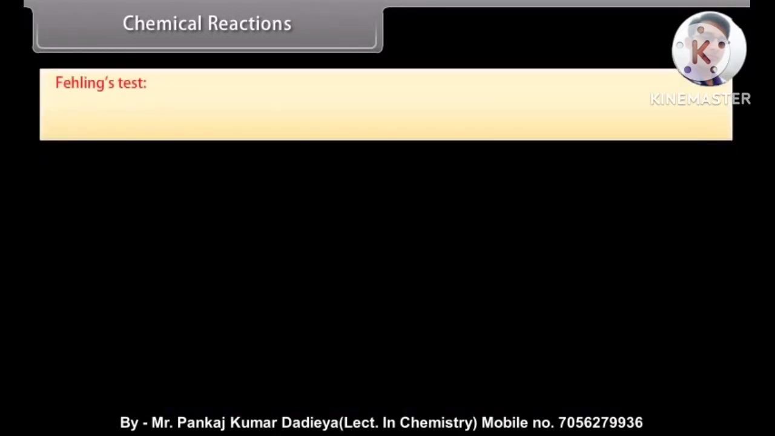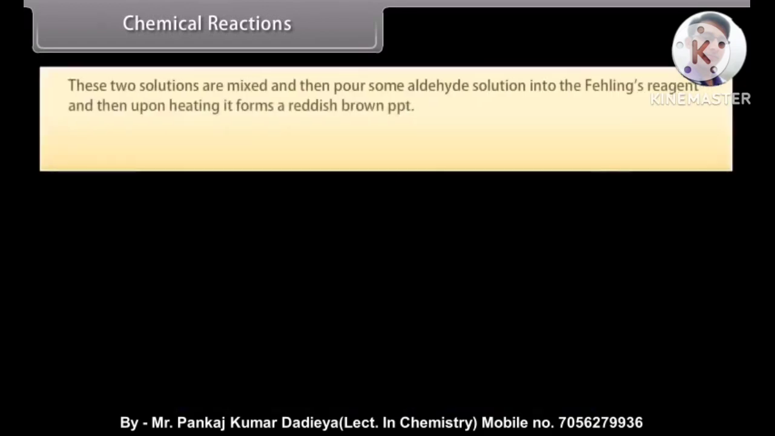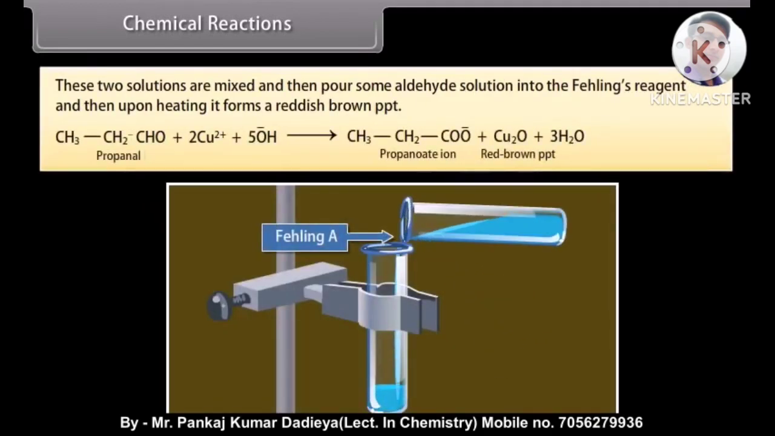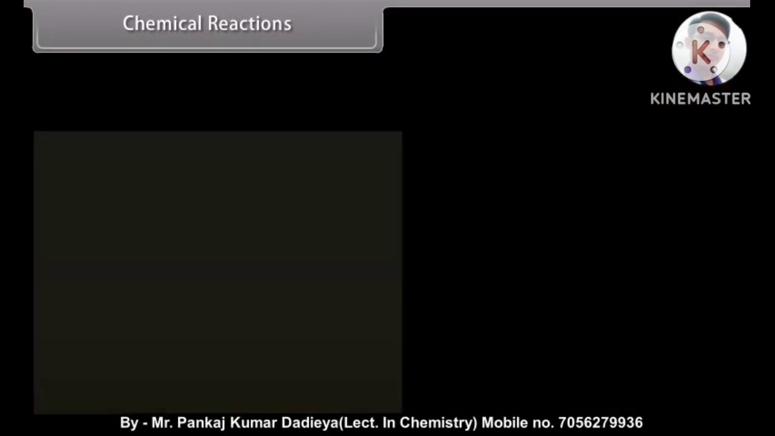Fehling's test. Fehling solution is a mixture of aqueous copper sulfate, Fehling A, and alkaline solution of Rochelle's salt, that is sodium potassium tartrate, Fehling B. These two solutions are mixed and then some aldehyde solution is poured into the Fehling's reagent, and then upon heating it forms a reddish brown precipitate.